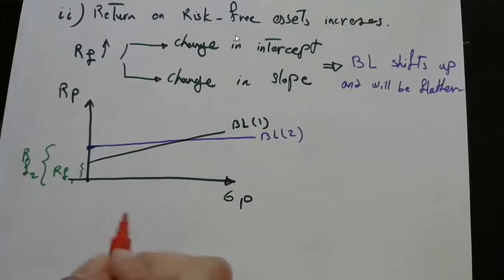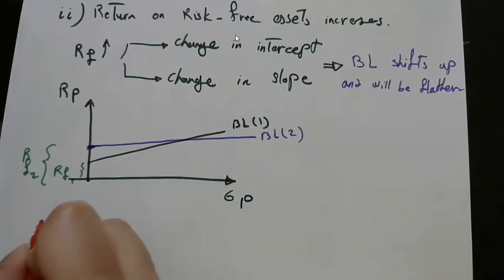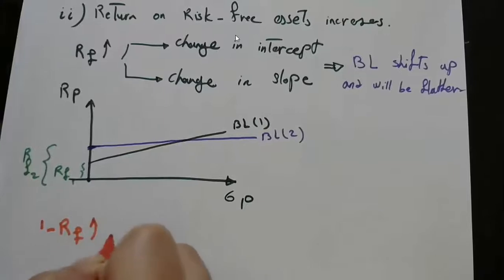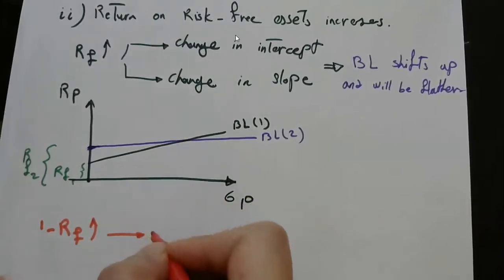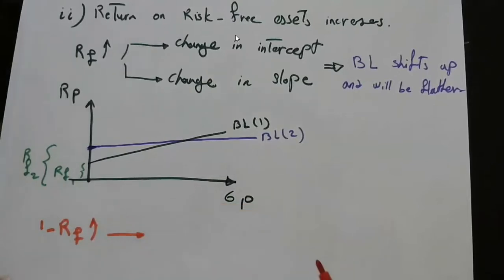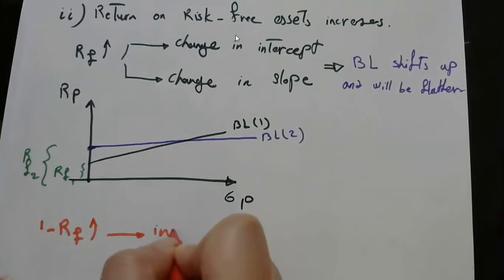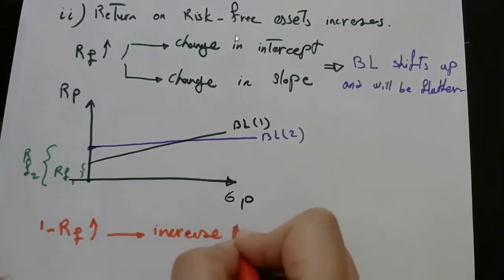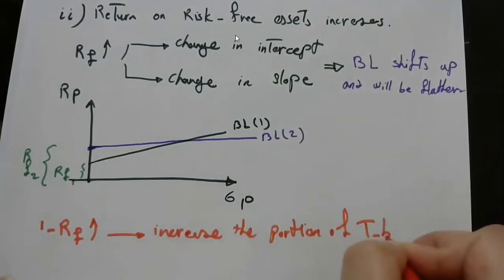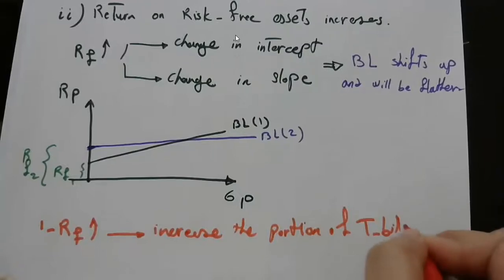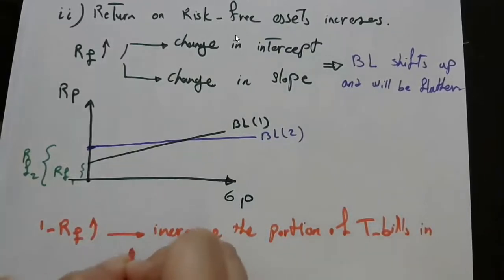So the first thing which comes to your mind, what is the answer? That RF is increasing. We say that, okay, this is a risk-free asset. So once it is a risk-free asset, the return on this is increasing. Such a good thing because it doesn't have any risk. So that's why we increase the portion of, for example, T-bills, which are risk-free, in our portfolio.